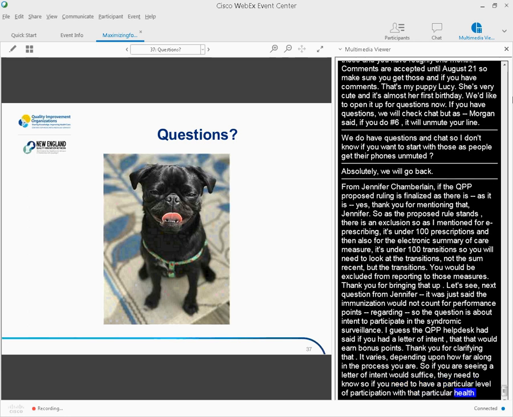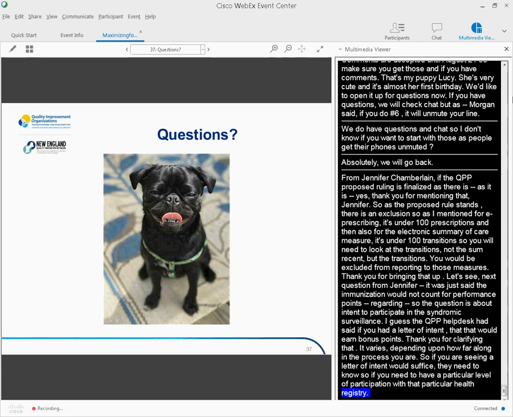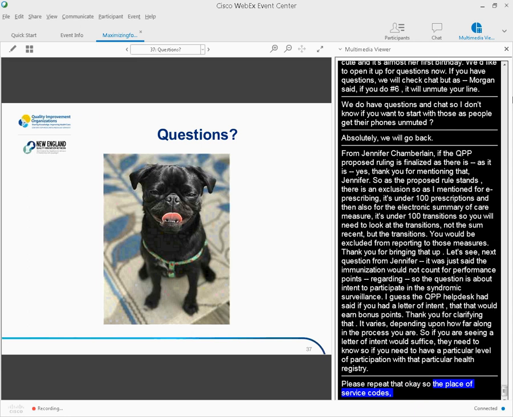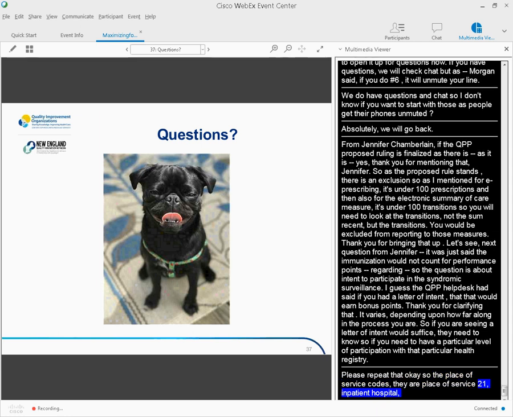Please repeat that. So the place of service codes. They are place of service 21, inpatient hospital, 22, outpatient, it's like outpatient facility, and then 23 is emergency department, and that's for the hospital-based clinician reweighting.